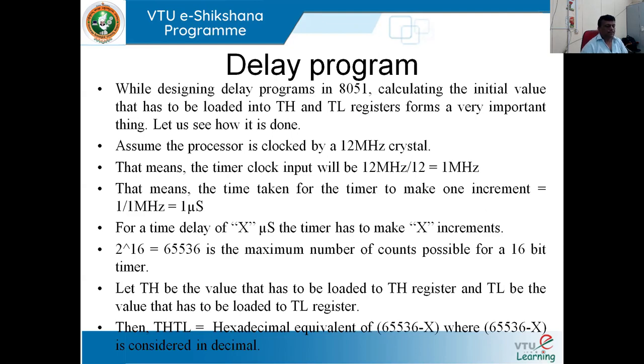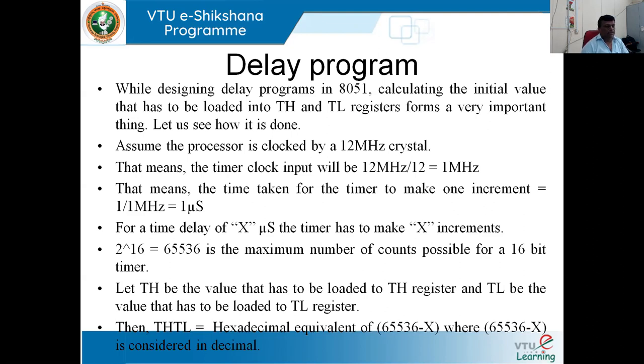Again, this number will change if the timer bit changes. In this case it is 16, so 2 to the power of 16 gives us 65,536. We have two registers, TH and TL, and we need to load the initial value into these two registers. Let TH be the value that has to be loaded into the TH register, and TL be the value that has to be loaded into the TL register.